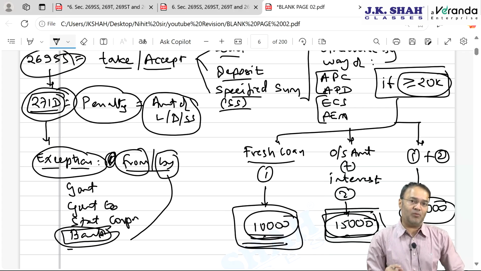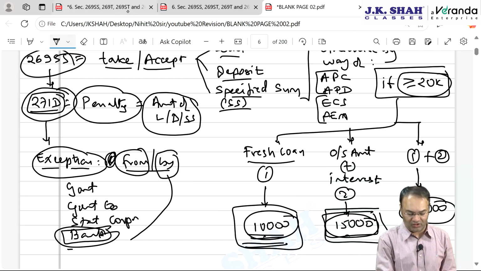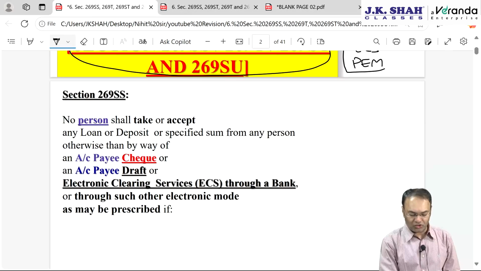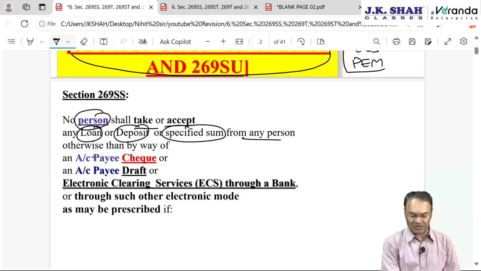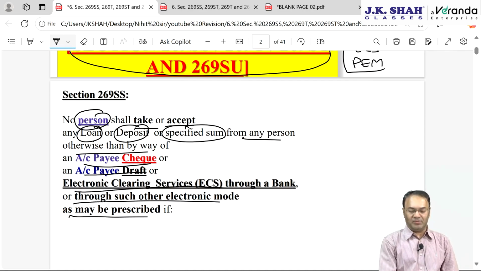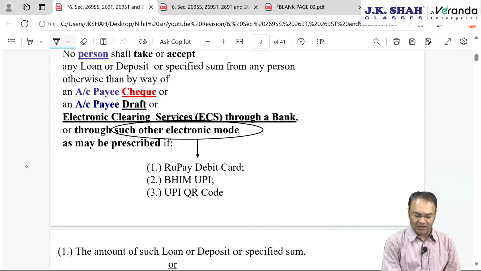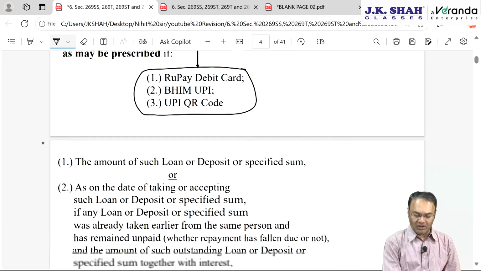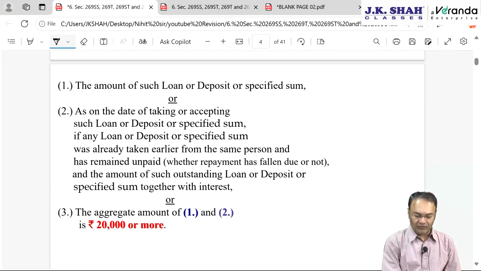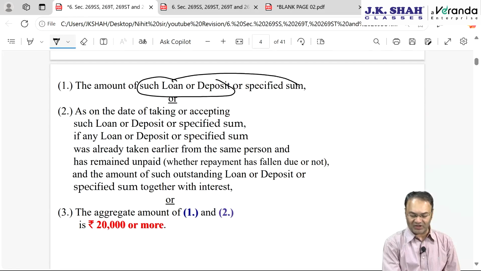In this chapter, there are 4 plus 4, 8 sections. Out of them, the first section is time consuming, the remaining all will be straightforward. Okay. So, 269SS says that no person shall take or accept a loan, deposit or specified sum from any person otherwise than by way of account payee cheque, account payee draft or ECS or through other prescribed electronic mode, understand very clearly, and prescribed electronic mode means RuPay debit card, BHIM UPI, UPI QR code, if the amount of such loan, deposit or specified sum, that means the fresh amount, is 20,000 or more.